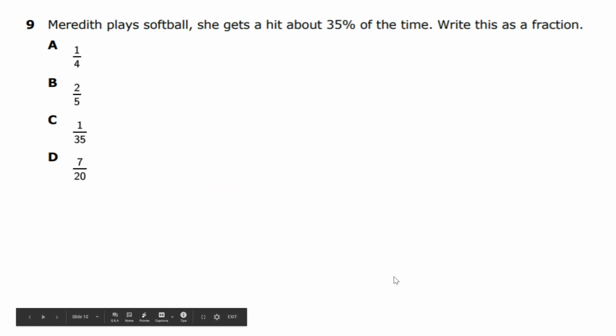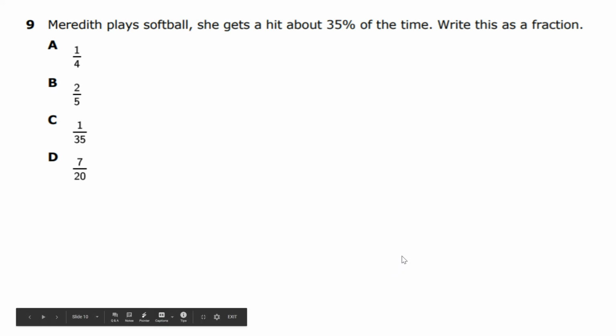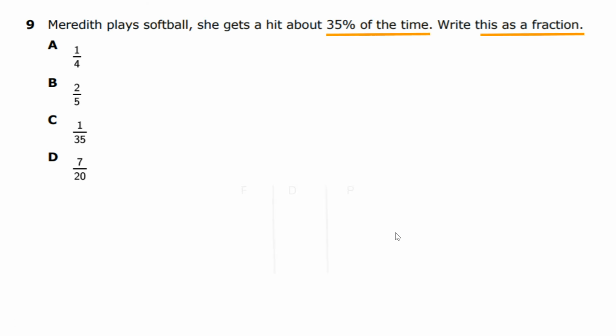Number 9. Meredith plays softball. She gets a hit about 35% of the time. Write this as a fraction. 35% as a fraction. Use a fraction decimal percent chart to find the equivalent conversion of this number.